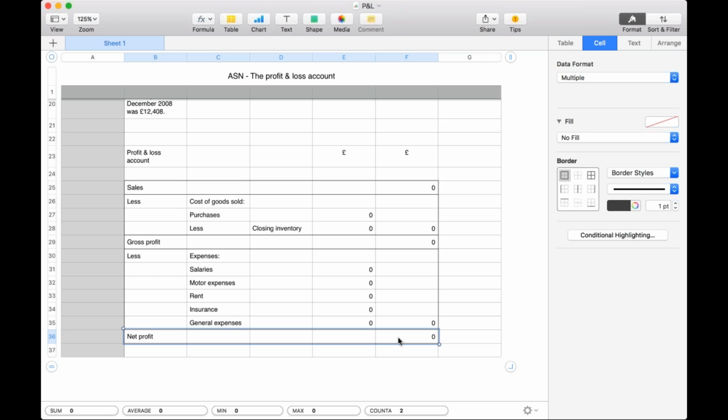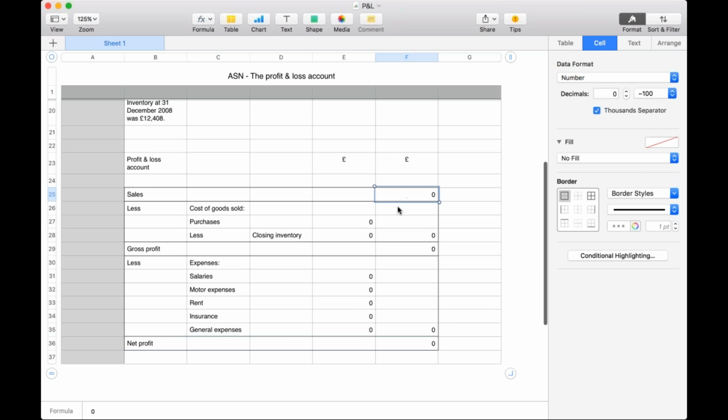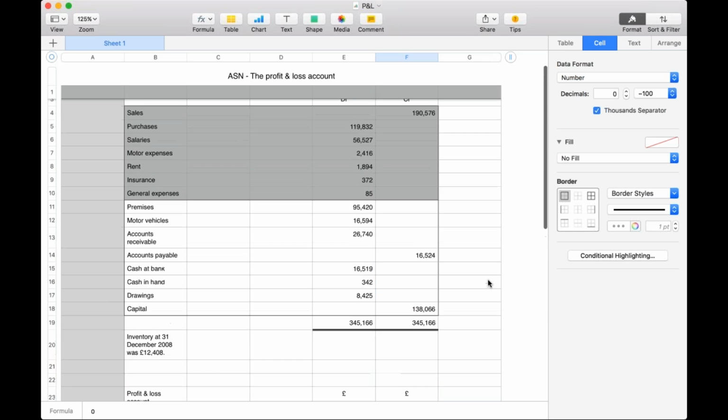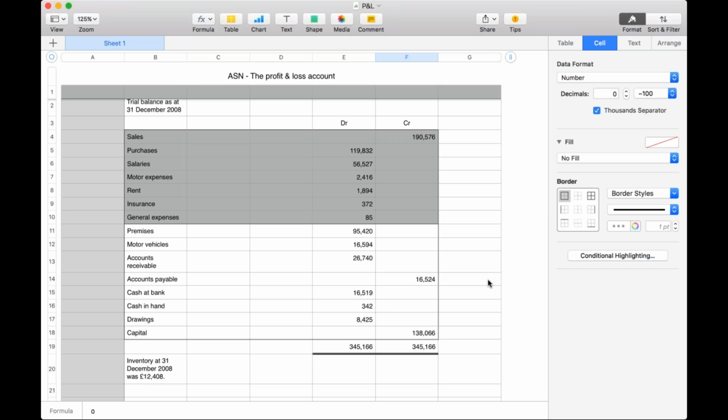But hopefully it's all going to become clear as I now start to fill the figures in. It's hopefully going to take shape, and I'll show you how it works as we go on. So the first figure we're going to look at is sales. So if we go scrolling back to our trial balance, rather than using them as direct references to cells, I'm going to actually type the figures out.